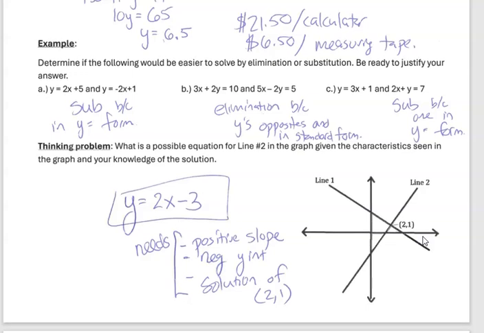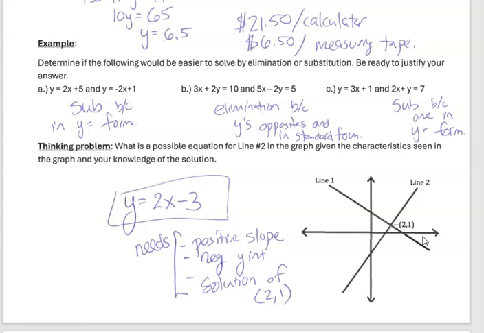Now, we have learned how to solve by graphing, elimination, and substitution. This next question just says, does this look like it would be better to solve by elimination or by substitution? So A, since they're already in y equals form, why not solve by substitution? It's already done the work for you of getting it in y equals form. All you have to do is substitute in and solve for your first variable and then your second.